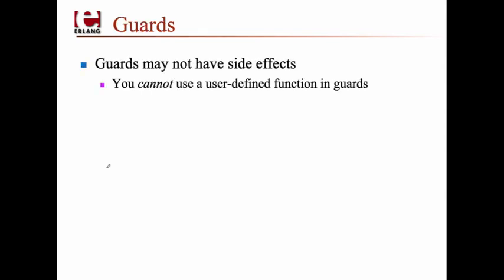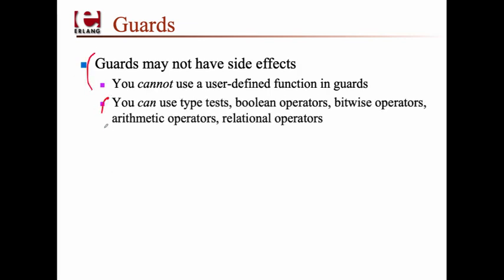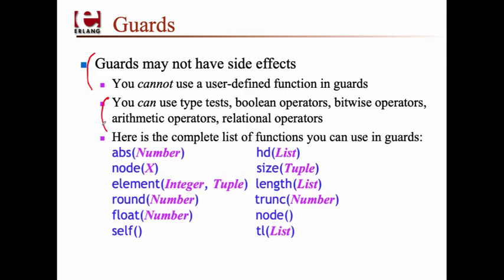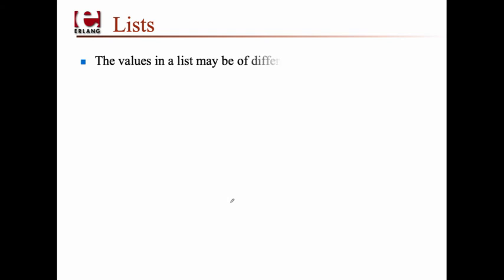So for example, the guards are tests, type tests, Boolean operators, bitwise operators, arithmetic, relational. So here's a set of functions that you can use in guards: absolute number, head of a list, tail of a list, and then you can do other things like node, trunk, whatever.